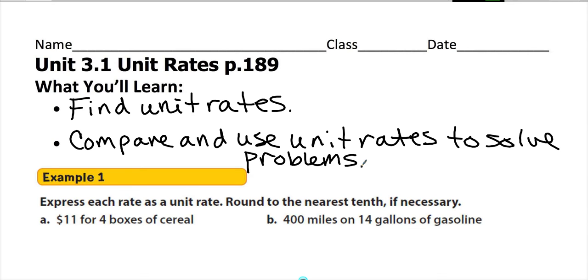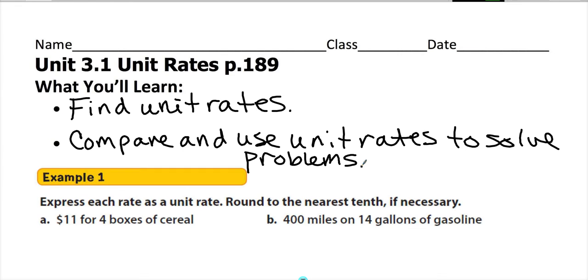So unit rate. Unit means one of something. So we're trying to figure out how much one of something costs. Like how much for 1 gallon of gas, how much for 1 box of cereal, or whatever it is. Okay, we're going to round to the nearest tenth, which means 1 decimal place. Now remember that if we're dealing with money, then we will need to round it to 2 decimal places. So even though it says nearest tenth, if we're finding the cost of something, we will need to round to the nearest cent, which will be 2 decimal places.